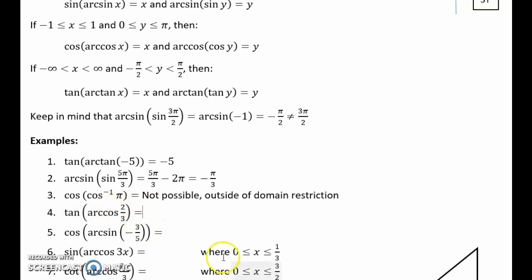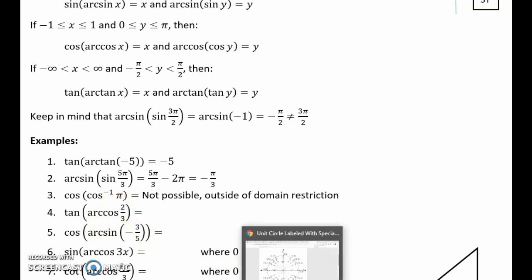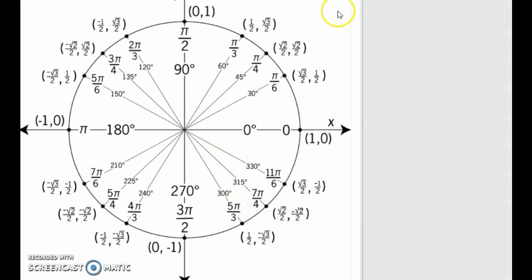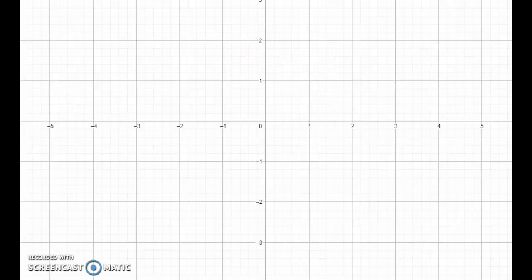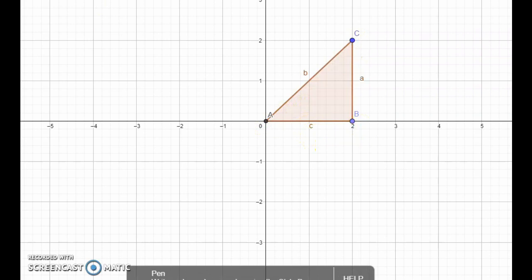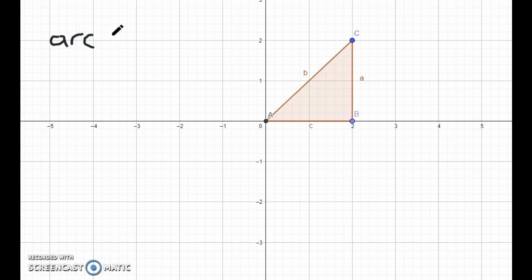So the way we're going to do this is we're going to draw a triangle. So arc cosine of 2/3. Let's come over here, and I will draw a nice right triangle. And 2 and 3 are both positive, and it's cosine, so this is in the first quadrant. And 2/3 means the 2, so I'll just write this out.